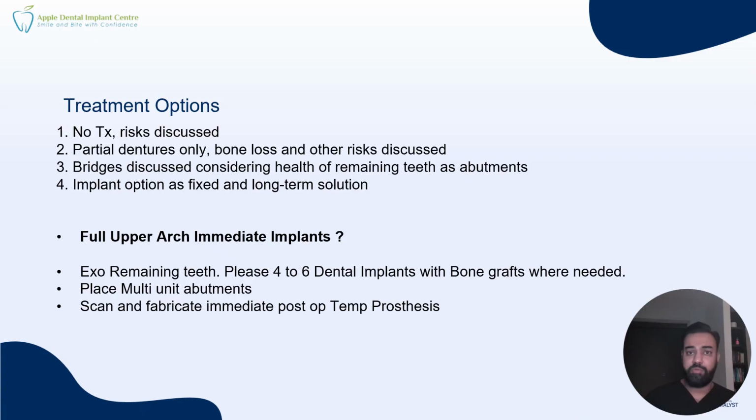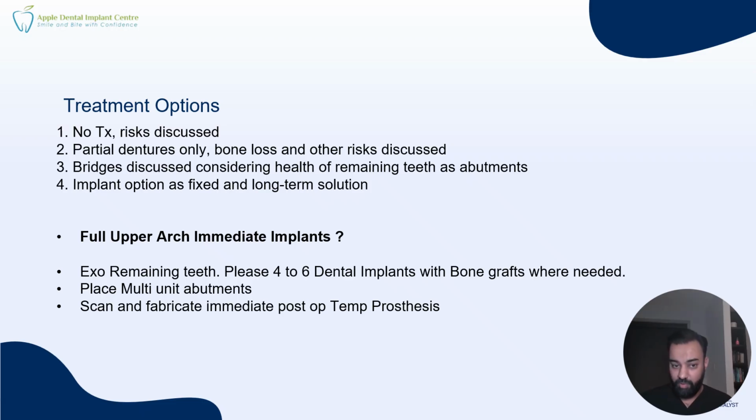We discussed the option of leaving it as is, no treatment. Risks were discussed with him. Partial dentures only, replace what's missing, keep what we can. We discussed the possibility of bone loss in the non-supported areas and further risks of periodontal disease on the abutment and support teeth. Bridges as an option. Now, when we consider bridges, we need to have very healthy abutment teeth. His teeth were not absolutely healthy to be able to support bridges with grade 1 and 2 mobility in most of them. Then we landed on the implant option as a fixed and long-term solution, which we did receive a lot of support for.